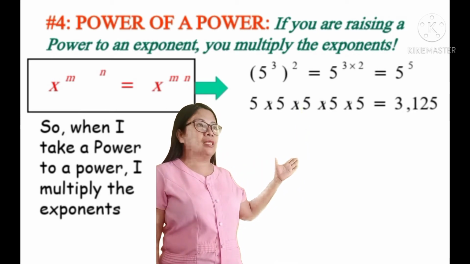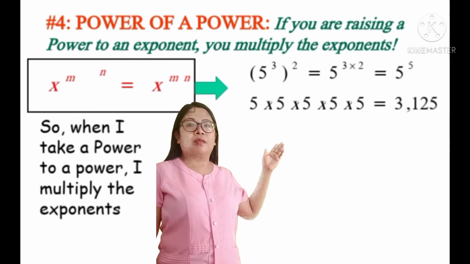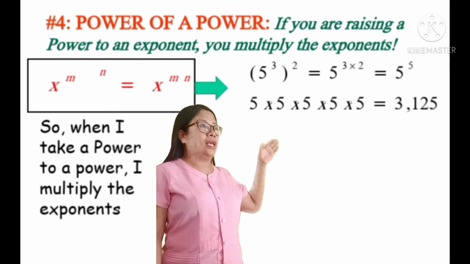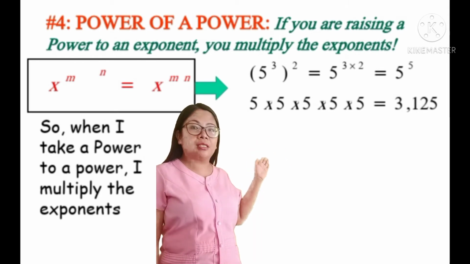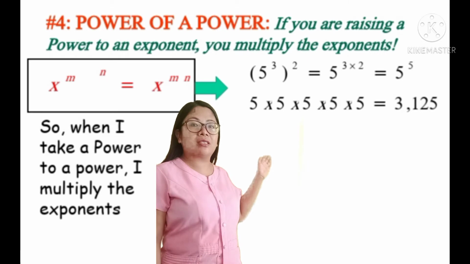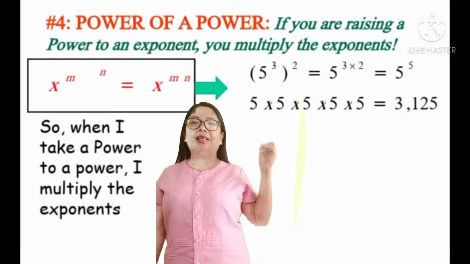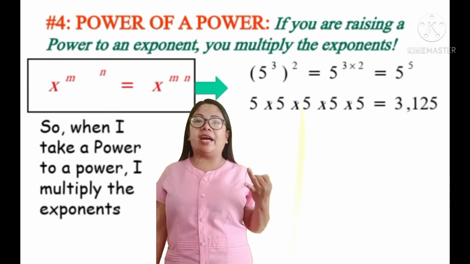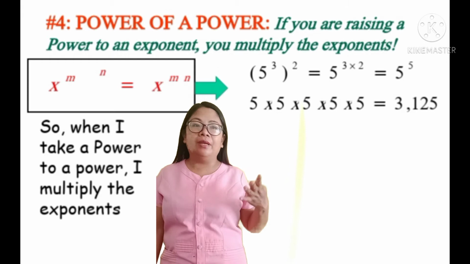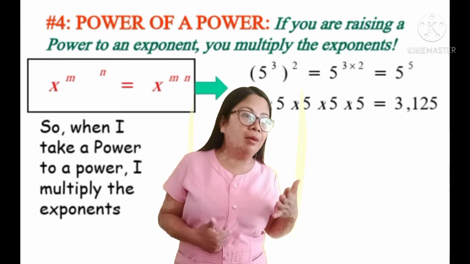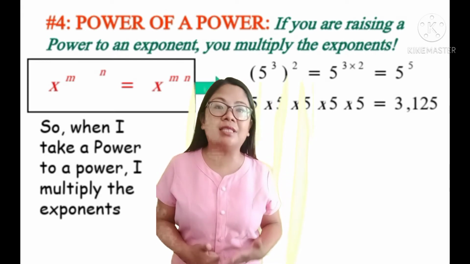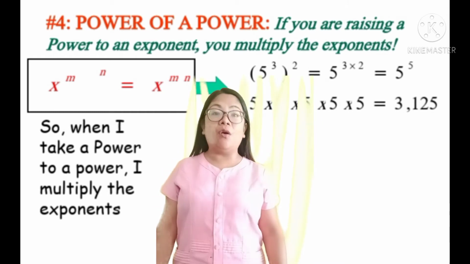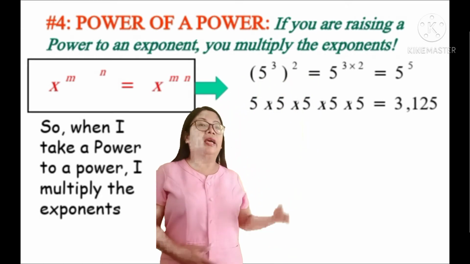5 raised to 3, raised to 2. The exponents are 3 and 2. Therefore, 5 raised to 3 times 2, the answer is equal to 5 raised to 6. Then, you're going to multiply 5 times 5 times 5 times 5 times 5 times 5. The answer is 15,625. So, when I take a power to a power, I multiply the exponents.